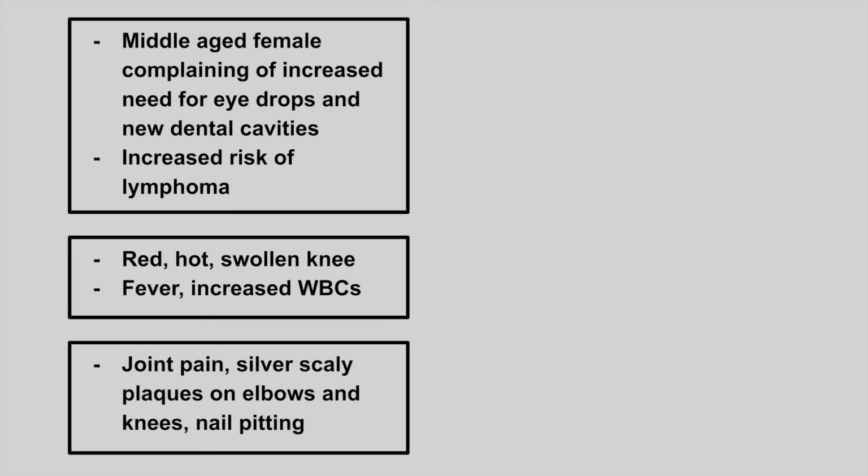Next, we have a middle-aged patient complaining of increased need for eye drops and new dental cavities, and it increases the risk of lymphoma. So this is Sjogren's syndrome, and remember this is an autoimmune condition, and they have antibodies against SSA and SSB, also called Ro and La, and they get dry eyes, dry mouth, and on histology you see a lot of lymphocytes because it's an autoimmune condition, and over time this inflammation can cause lymphomas.